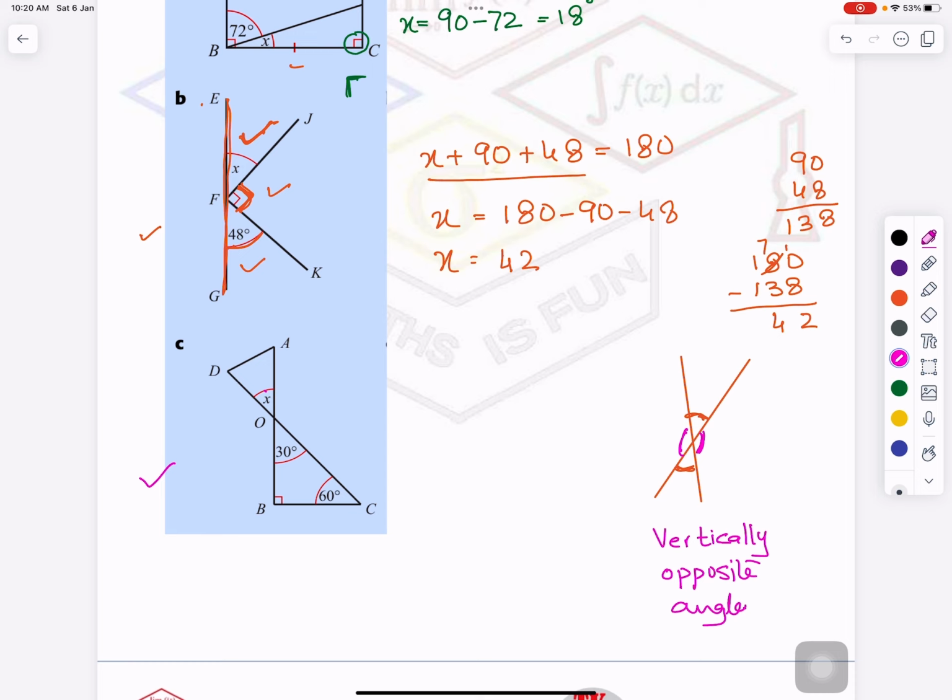Now, to make this question a little more difficult, what a teacher can do is not give anything here, nothing. And she says, find out this angle X. Then which concept will you apply first?